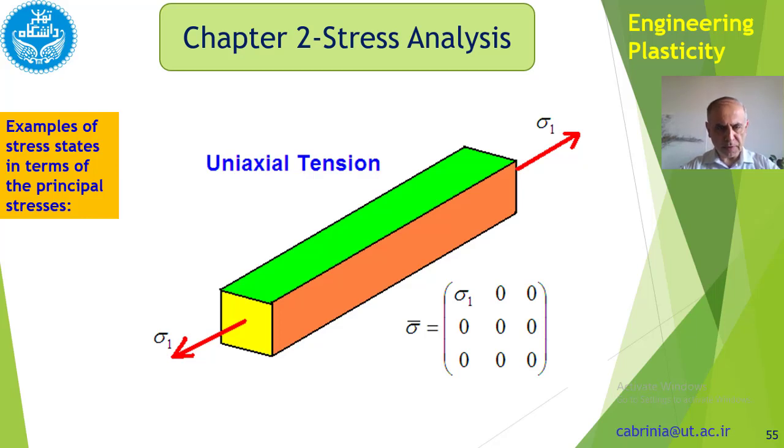Here are some examples for the stress states in terms of principal stresses. Okay, the first example is a very simple one, which is a uniaxial tension. As you can see here, the matrix is given, and we only have one component. Sigma bar is equal to sigma 1. The other components are 0. Obviously, we have no other components of stress.